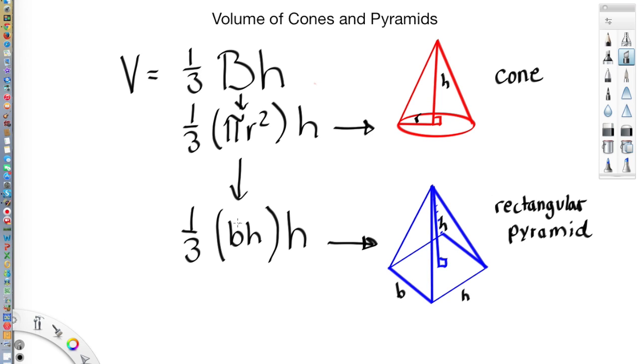Now, if you had a triangular pyramid, then big B would be base times height divided by 2. So big B always represents the area of your base shape, whether it's a cone or a pyramid, or even going back to your prisms and your cylinders. Big B always represents the area of your base shape.